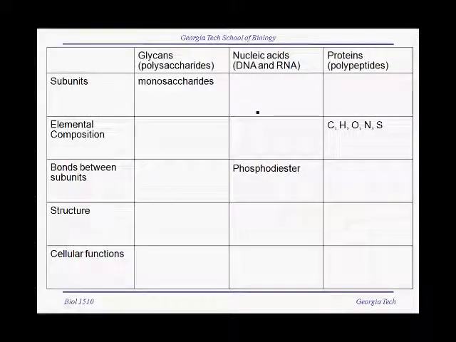Here is a handy chart for you to compile all of this information. Polysaccharides and nucleic acids are the molecules we have talked about, and I urge you to go ahead and fill in this chart to help you remember and organize information about these two classes of macromolecules. Next, we will talk about proteins.